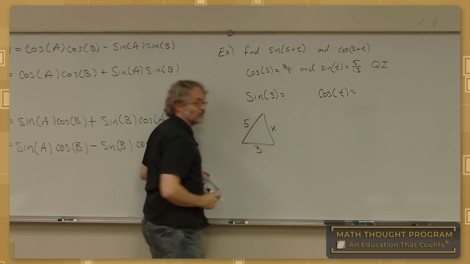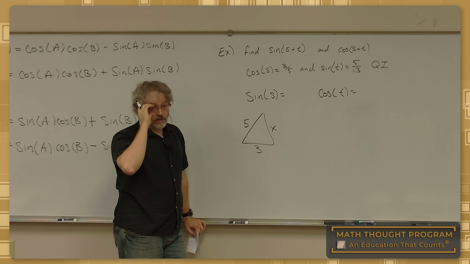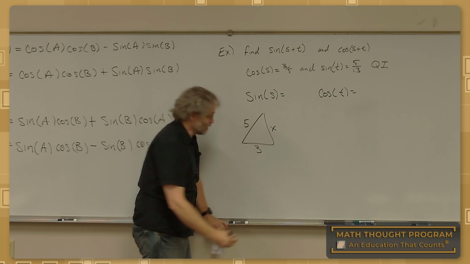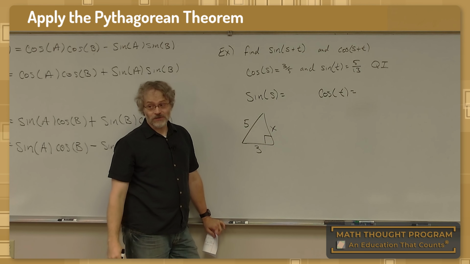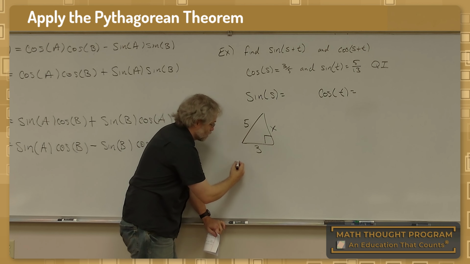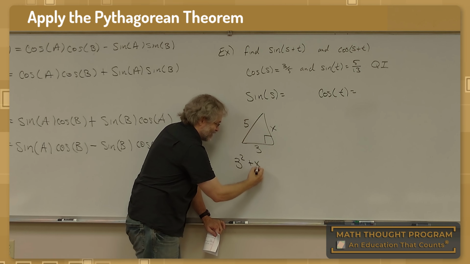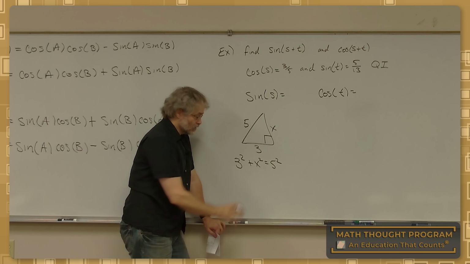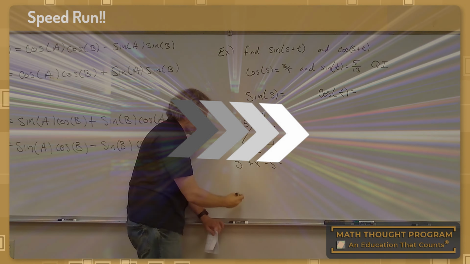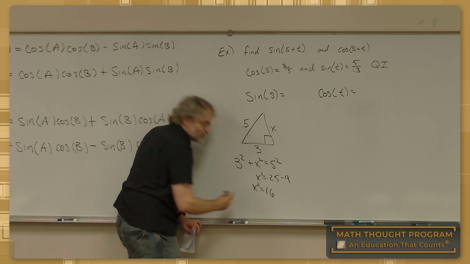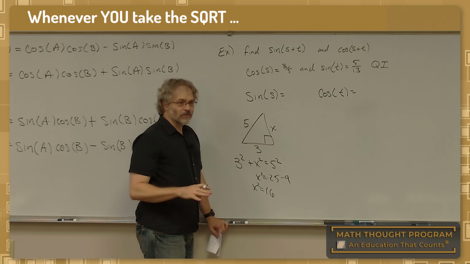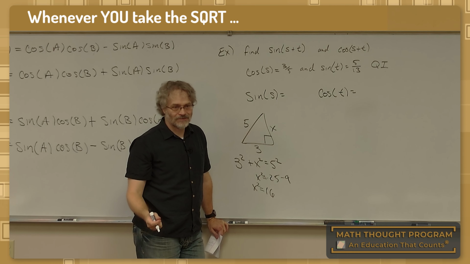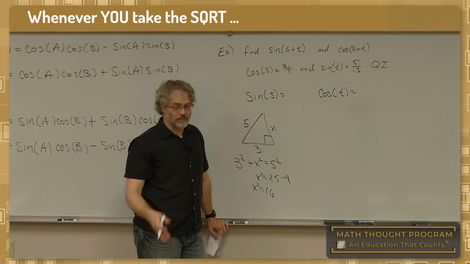Well, call it x here for the moment if you like. It's a right triangle. And something to know about right triangles is the Pythagorean theorem. 3 squared, plus x squared, equals 5 squared. Okay? The objective, solve for x. And then take the square root. But whenever you take the square root, what do you have to do? Tack on plus or minus.